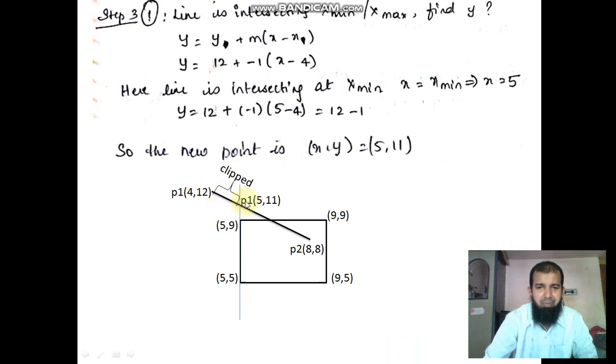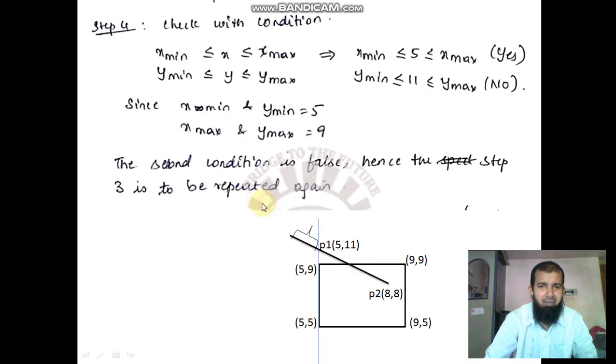The new P1 value is 5, 11. Previously it was 4, 12. Now it is 5, 11. The new value of P1 is 5, 11.